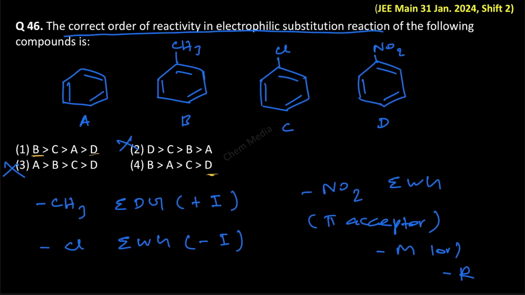But now if we are comparing A and C, then for which one would the electrophilic aromatic substitution be faster, whether it is for benzene or chlorobenzene? Obviously it is for benzene, because in chlorobenzene we have negative inductive effect, not positive inductive effect. Therefore, after B it should be A. So this means option 4 is correct.